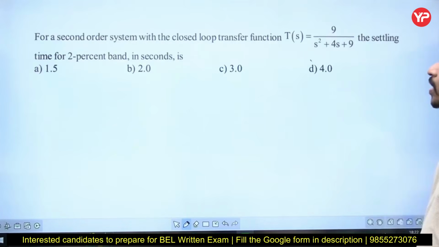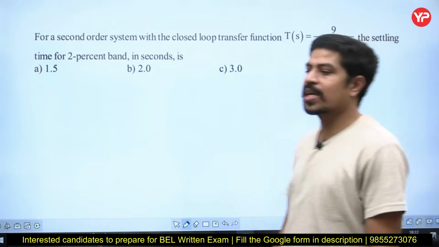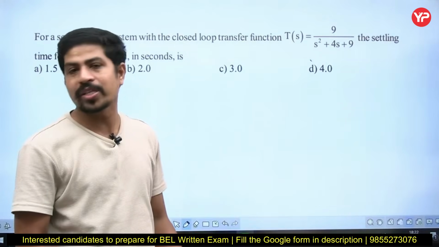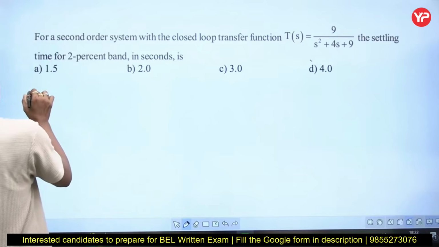Simple question. Next question is asking for a second order system with closed loop transfer function T of s equal to 9 by s square plus 4s plus 9. The settling time for 2% band. He is asking for settling time for 2% band. What is 2% band? Yes, 2% tolerance it is.